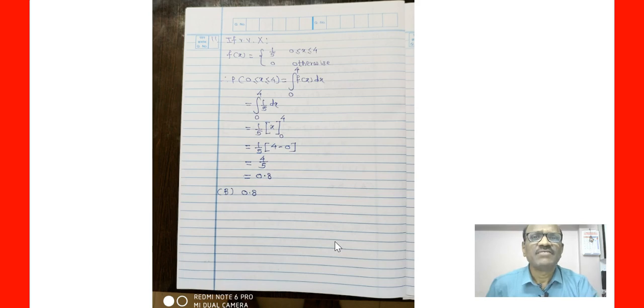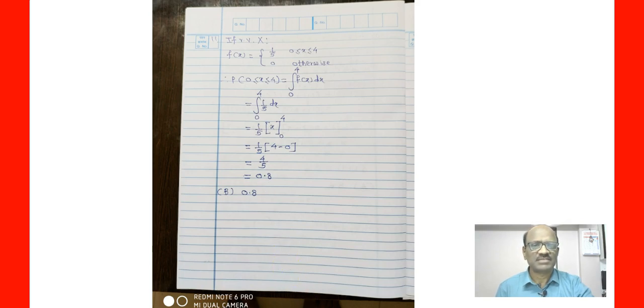That is, if the random variable x has the function f of x equal to 1 by 5, it lies between 0 to 4, otherwise 0. Now the probability that it's not more than 4: X lies between 0 to 4, integration 0 to 4 of 1 by 5, a constant, dx. The integral of dx is x, from 0 to 4, that is 4 minus 0. You will get 4 by 5, and that is equal to 0.8, and hence option B is the correct one.